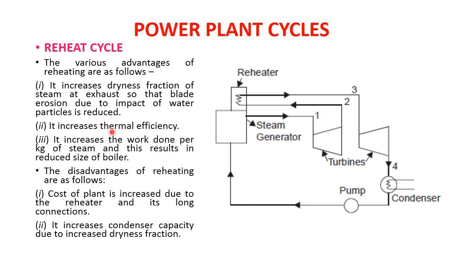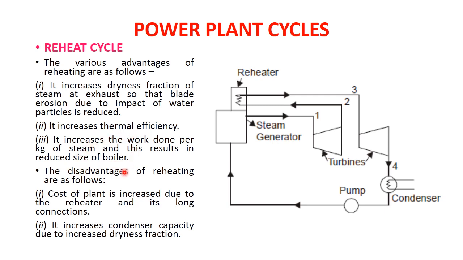Going to the next slide, again the advantages of reheating are mentioned here. The diagram is the same as on the last slide. The advantages are: it increases the dryness fraction of steam at exhaust, so that blade erosion due to impact of water particles is reduced. As the dryness fraction of the steam at exhaust is increased, naturally the erosion of the blade will be reduced. Naturally, it will increase the thermal efficiency as the steam is reused. It increases the work done per kg of steam, and this results in a reduced size of the boiler.